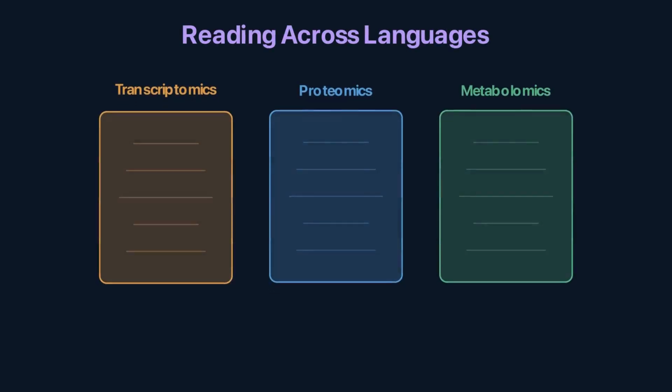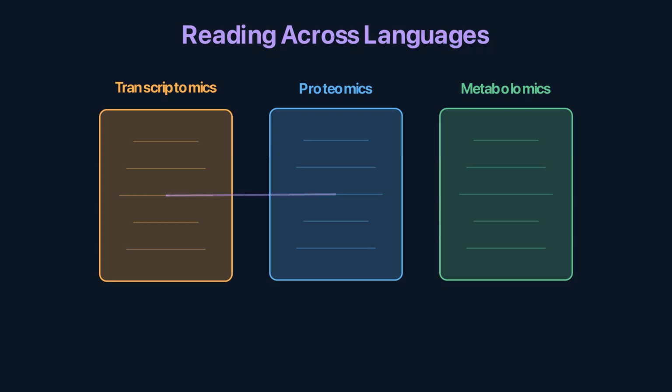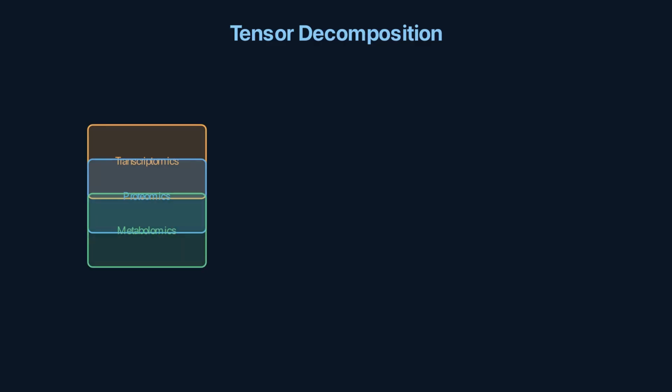Some patterns only emerge when you read all tablets together, and some questions require more than unsupervised discovery. They need a specific outcome to predict. Stack all 3 tablets into a 3-dimensional cube, a tensor. Patients along one axis, features along another, omics type along the third.